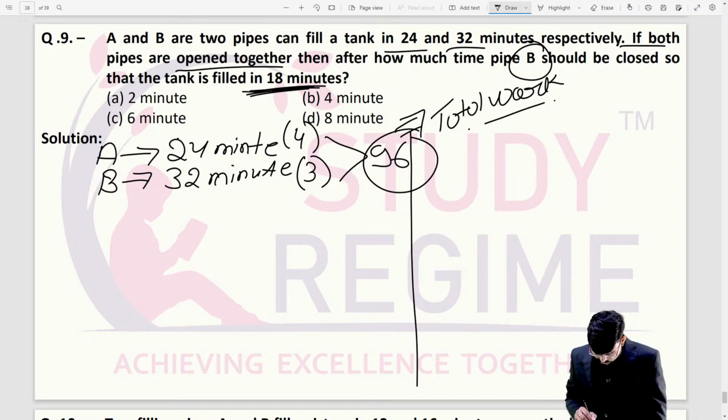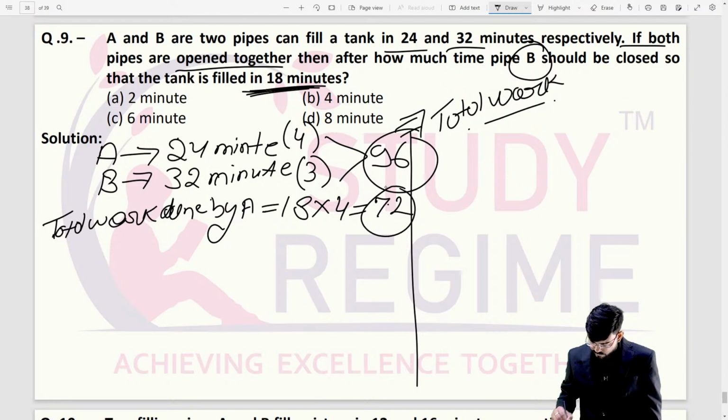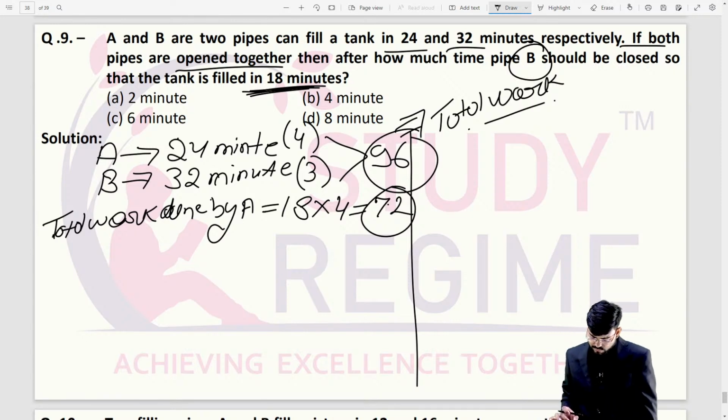18 minutes. So the total work done by A, or the water filled by A, is equal to 18 into 4, you will get 72. 72 units of water is filled by what? Pipe A. Since A was continuously working and A can fill 4 units of work in a minute, the total amount of water filled by A is equal to 18 into 4, that is 72. Now the remaining is what?